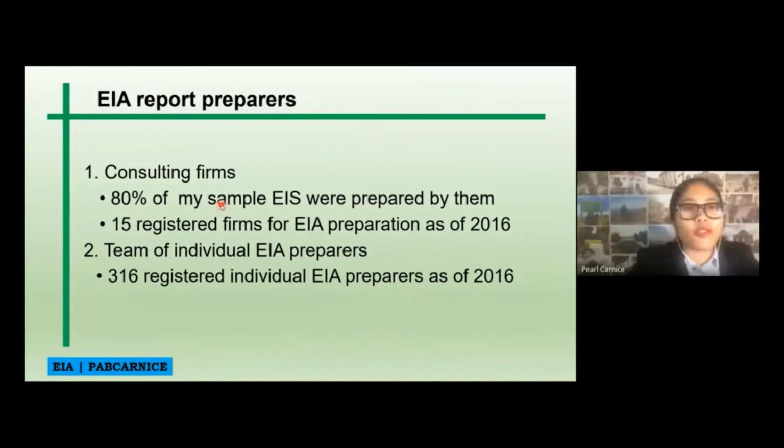So you can actually have consulting firms, and 80% of the sample EIAs were prepared by them. But the two EIA studies that I sent you, which focus on buildings, were actually done by EIA students. Then there were 15 registered firms for EIA preparation as of 2016, and the team of individual EIA preparers. As of now, in the Philippines, there are 316 registered individual EIA preparers as of 2016.